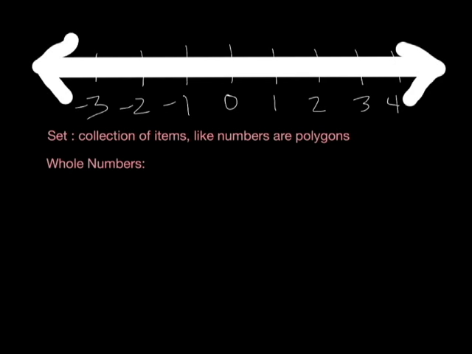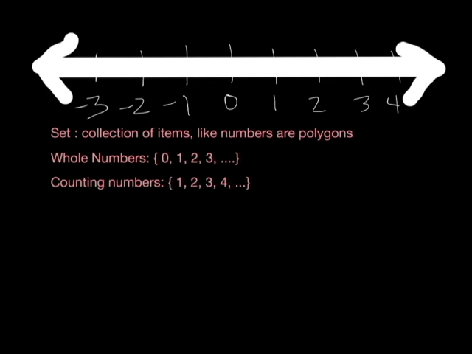Let's take a look at a set of whole numbers. Whole numbers start at 0 and keep moving forward: 0, 1, 2, 3, and it continues. Next, we have counting numbers, which start at 1 and continue: 1, 2, 3, 4, and goes forward.